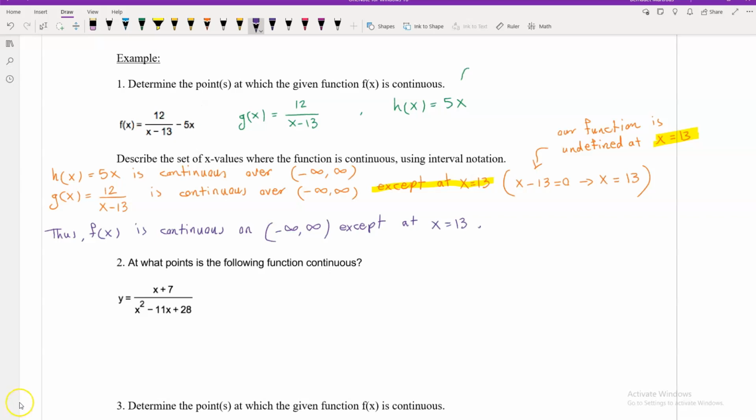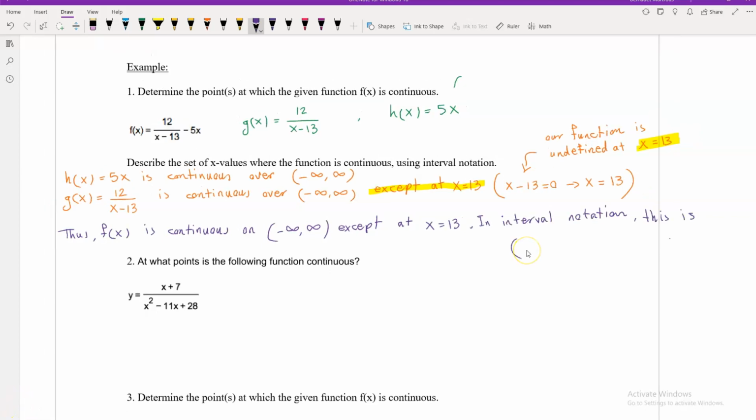So our interval notation is negative infinity to positive infinity, except 13. So it's negative infinity, comma, 13. Use parentheses, union, open parentheses, 13, comma, positive infinity.